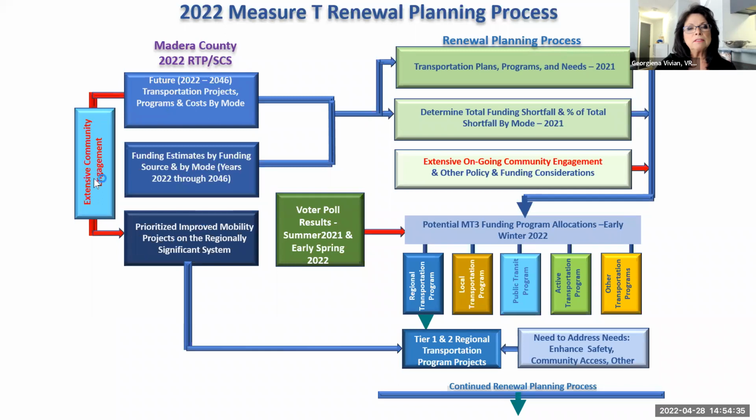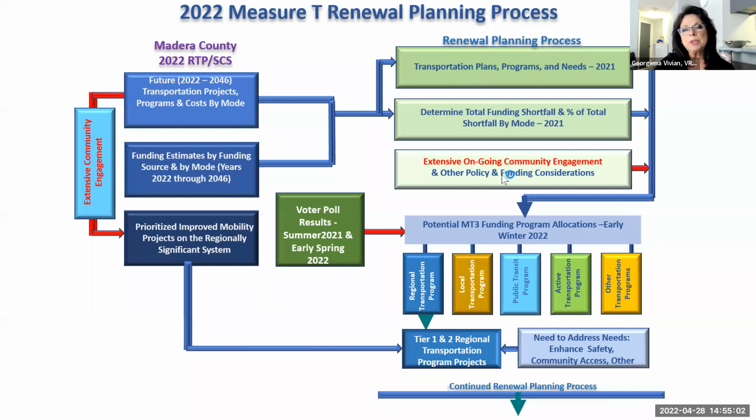Public engagement is extensive throughout this entire process as the regional transportation plan is being prepared by MCTC. On the other side, on the Measure T side, the renewal process, we've got transportation programs and needs that come from the regional transportation plan and feed into our assessment. We determine the funding shortfall, which we presented to you in previous meetings.